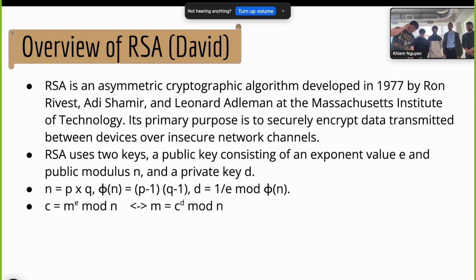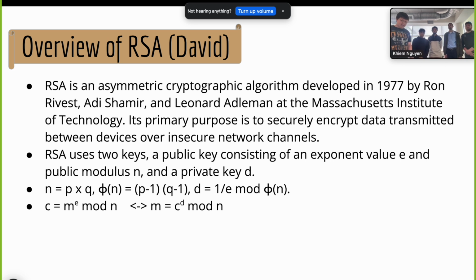Alright, so I'm going to start talking about an overview of RSA. RSA encryption is asymmetric encryption, which was developed in 1977 by Ron Rivest, Adi Shamir, and Leonard Adleman. That's where they got the name RSA from, and it was invented at the Massachusetts Institute of Technology. And the primary purpose is to encrypt data transmitted between devices over secure network channels.